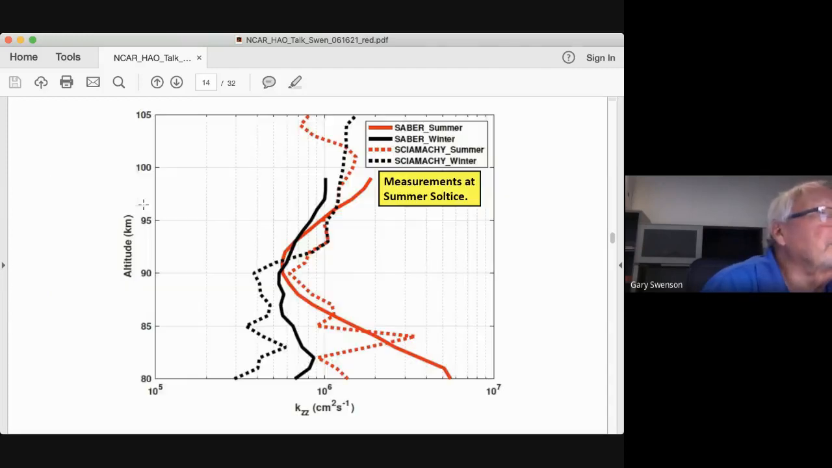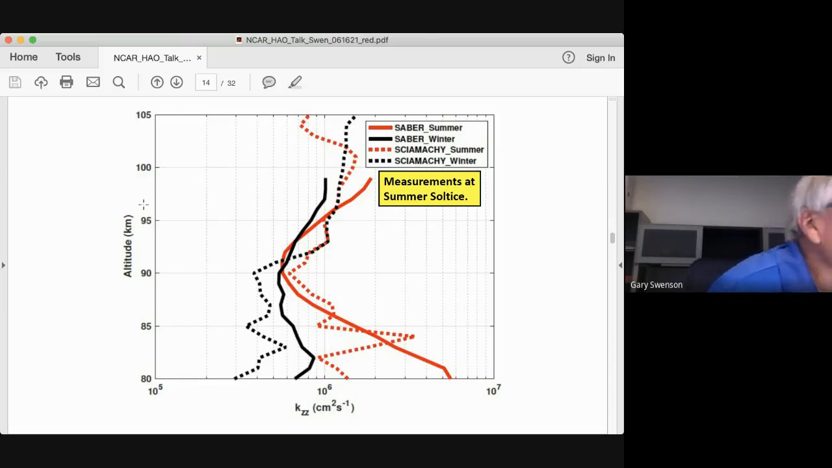Next curve. This is right at summer solstice and for the winter and the summer for SABRE and Scaramucci. If you look, the solid curves are for SABRE and the dotted are Scaramucci, and you'll see there are some differences below 85 kilometers in the magnitude of the Scaramucci data versus SABRE. But the factor change between summer and winter is about the same. And again, above 90, there's little or no change. Notice it's all below that.